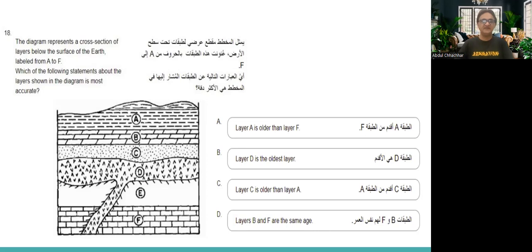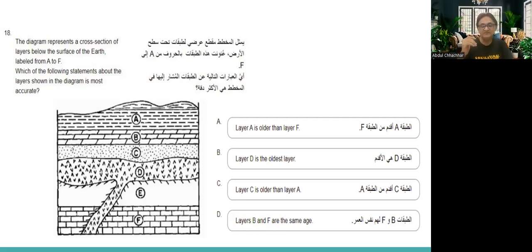Now, another question we have: the diagram represents a cross section of layers below the surface of Earth, labeled from A to F. Which of the following statements about the layers shown is correct? This type of question is related to logic and reasoning. You have to use your cognitive abilities and apply the content to work out which layer is the oldest and which is the newest.